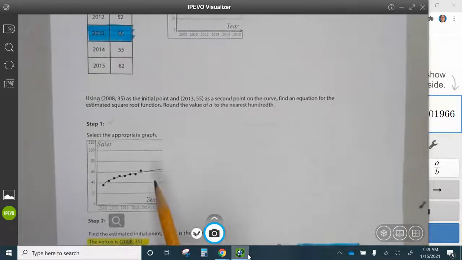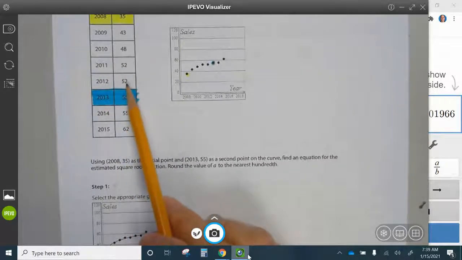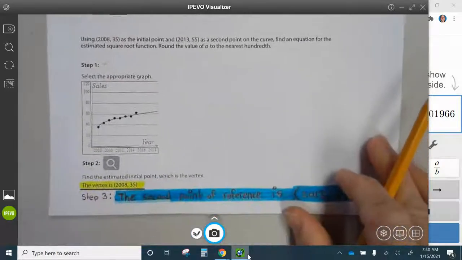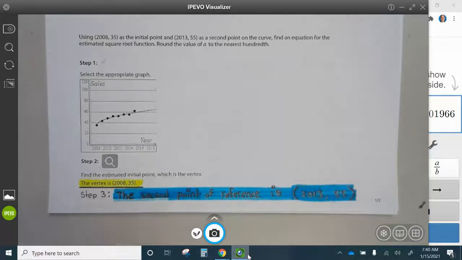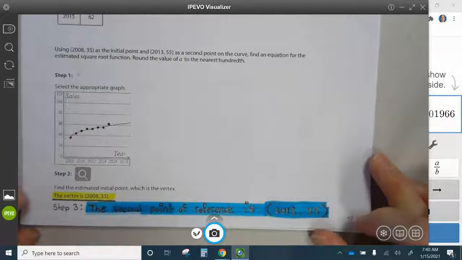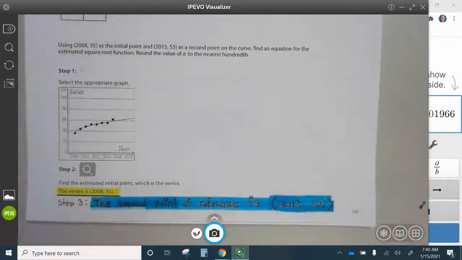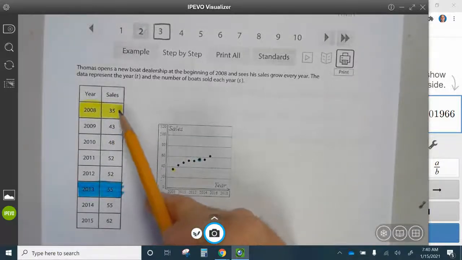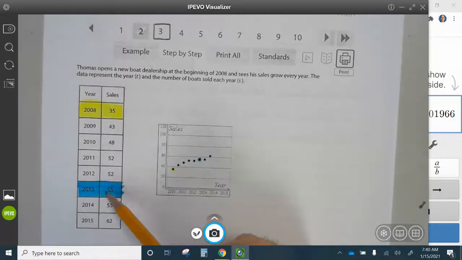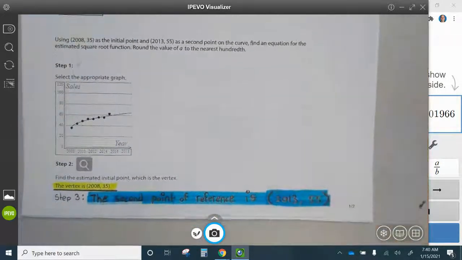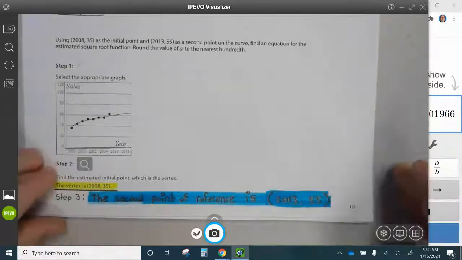So graphing is real simple. You just graph the points, use either Desmos or some grid paper, but finding the graph should be very straightforward. Step 2, find the estimated initial point, which is the vertex. The vertex is 2008, 35, which you can see from the table, which is the first point. And in this problem, they want to use the 6th point down as their second point. So the second point of reference is 2013, 55.